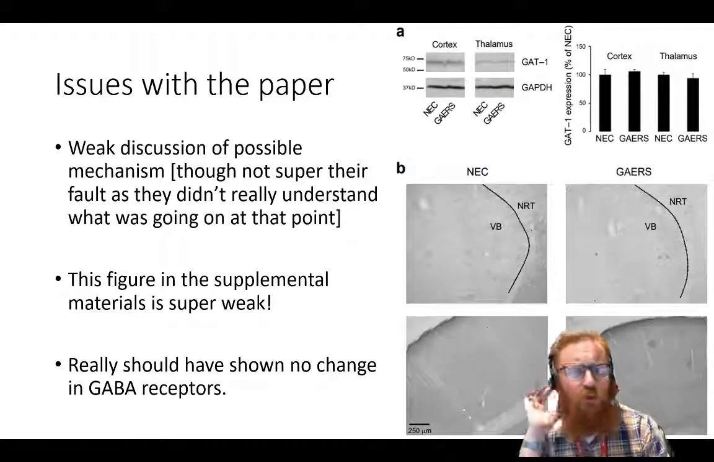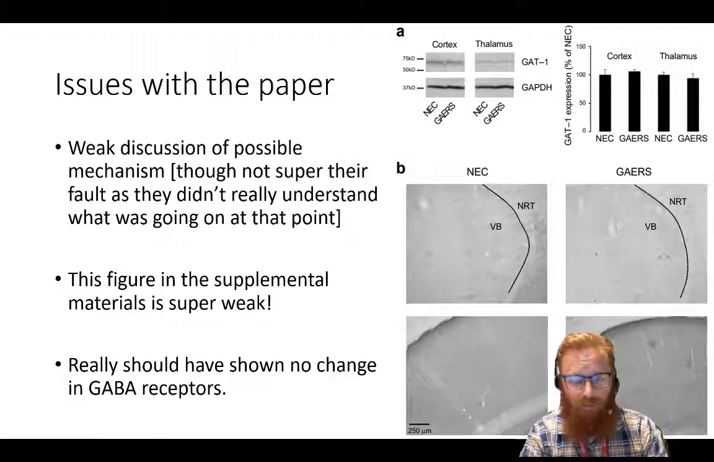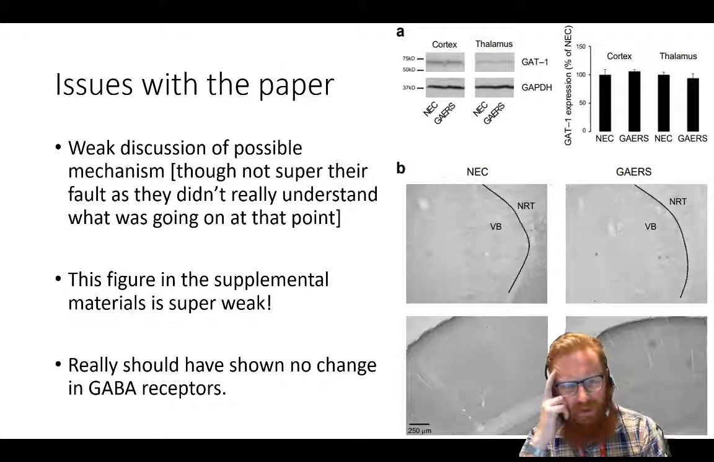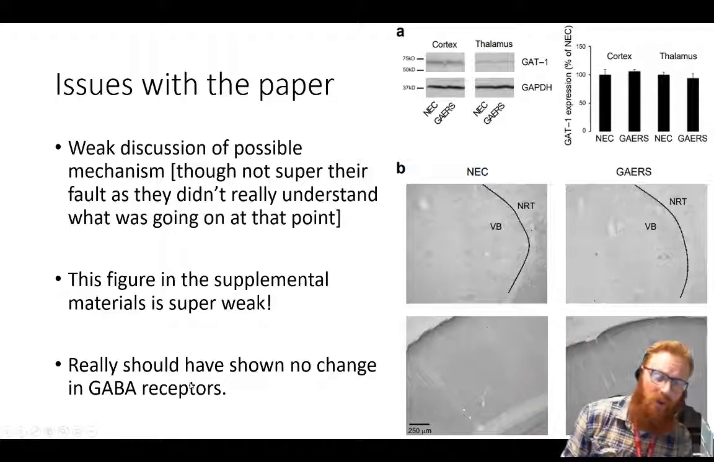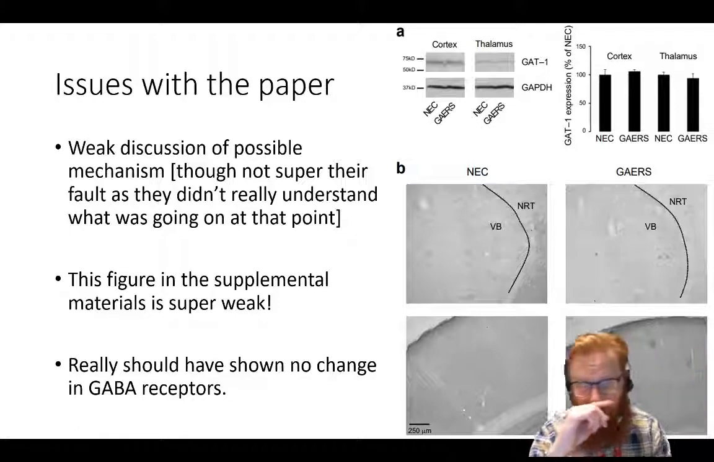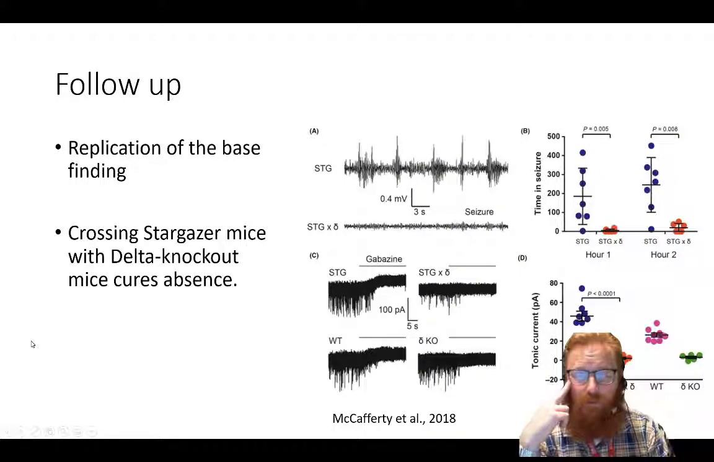We would assume that maybe there's some phosphorylation of GAT1 or some other modification that modulates how it behaves. But it would have been nice for them to maybe mention the fact that they couldn't actually detect a change in the expression of GAT1. And they really should have shown no change in GABA receptors, right? Despite them providing an alternative mechanism that it's something to do with the GABA transporter, it would have been great for them to show that there was no change in GABA receptors.